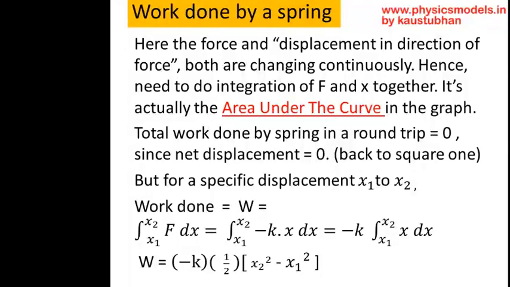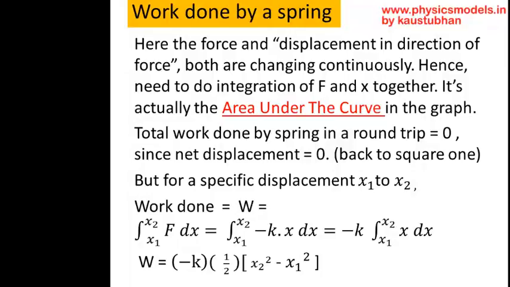So integration of F into dx for a displacement from any 2 points on the x-axis, from x1 to x2 say, then substitute minus kx into that equation. Minus k comes out of the integral because spring constant is a constant, and integration of x dx, as you know, is x squared by 2. So if you take the by 2 outside the brackets, then you get an equation for work which is minus k half into (x2 squared minus x1 squared).